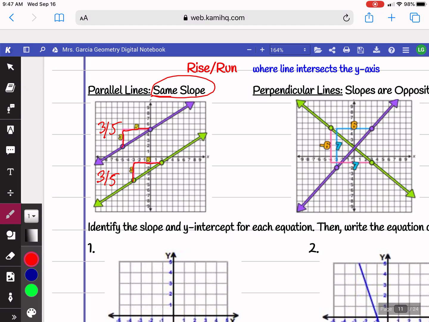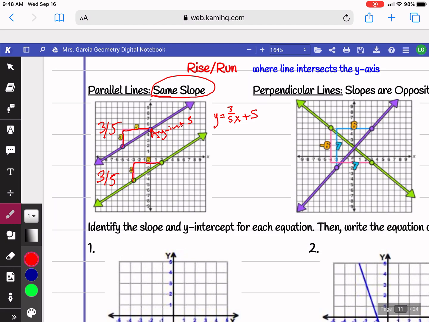If we actually write the equations of these lines, this top line has an equation of y equals, the slope is 3/5, so that goes in front of my x. And the y-intercept is 5. So y equals 3/5 x plus 5.